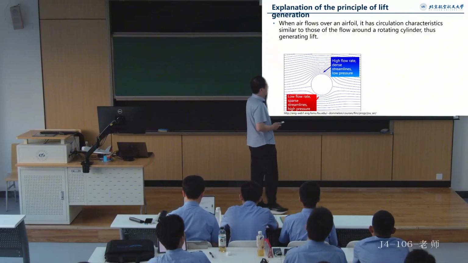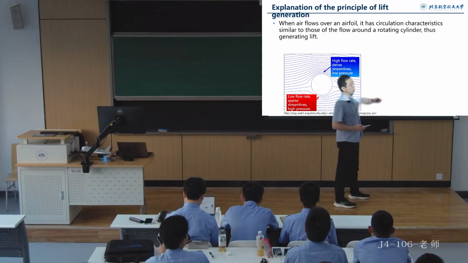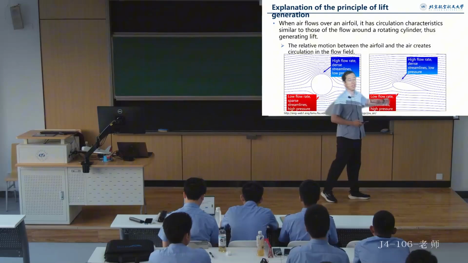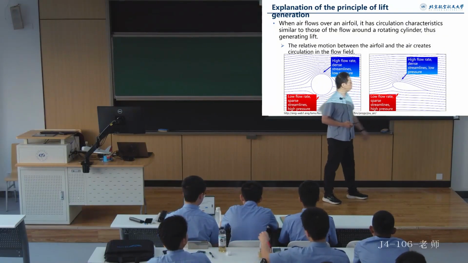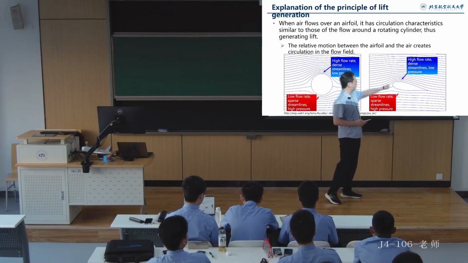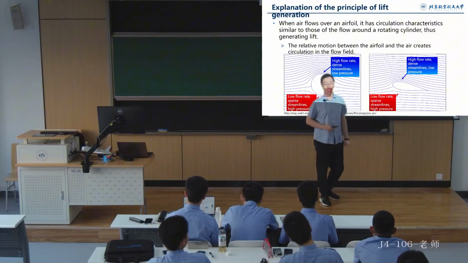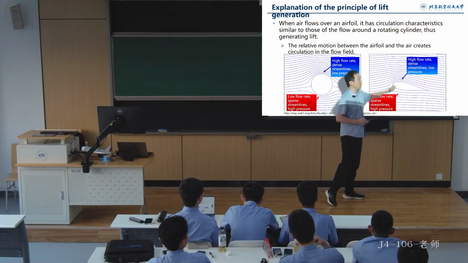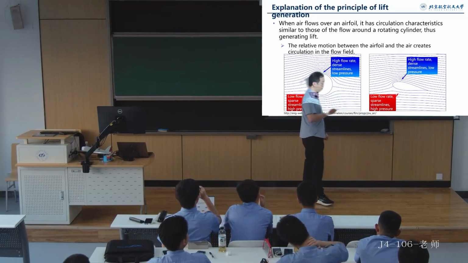So, what about the flow around an airfoil? Although an airfoil is not a rotating cylinder, in terms of its physical effect, it actually brings a similar effect to the flow field, causing it to rotate. This results in an increased speed and decreased pressure on the upper surface, and a decreased speed and increased pressure on the lower surface. This is due to the circulation caused by the unique shape of the airfoil. This airflow acts on the wing, generating lift.